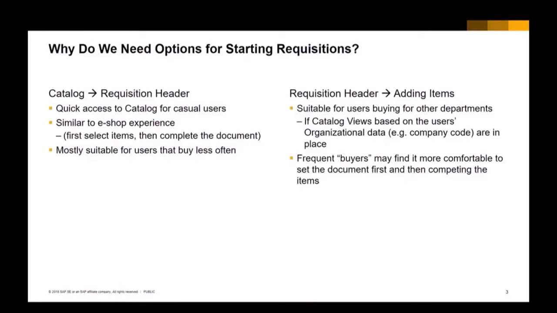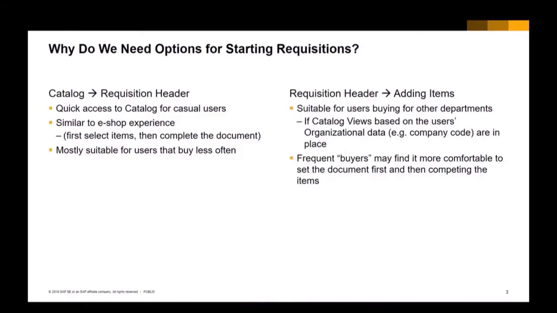usually order the items from either the catalog or non-catalog items for different departments. So they cannot benefit very much from the standard application defaulting mechanisms where some of the data are copied over from the user profile into the requisition header. So in most cases they need to readjust those data, especially purchase organizations or company codes, up front before they really have a look at the catalog or before they start creating the non-catalog items.